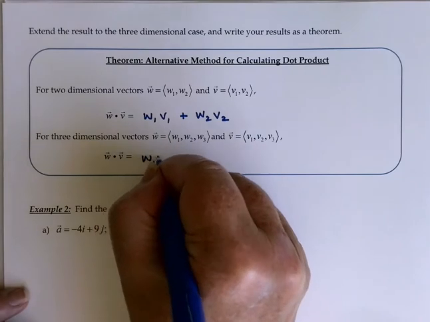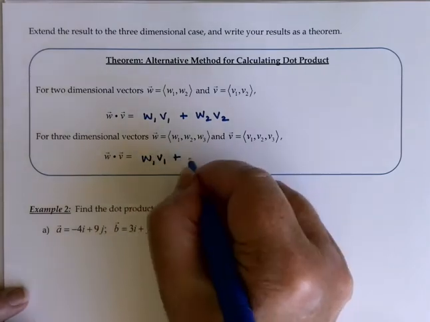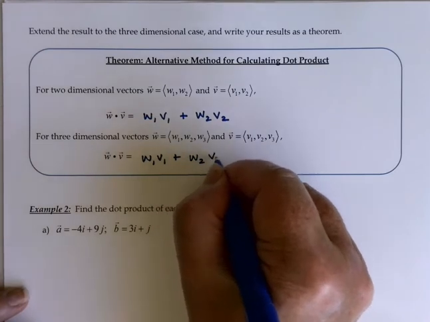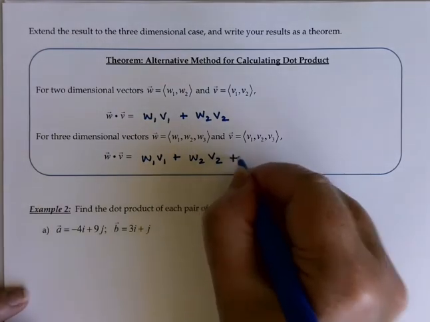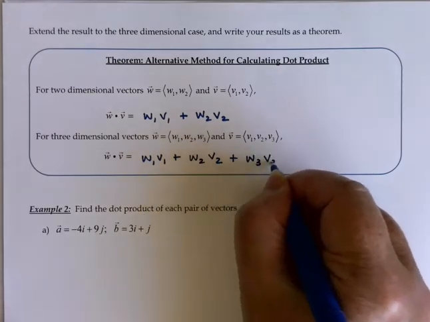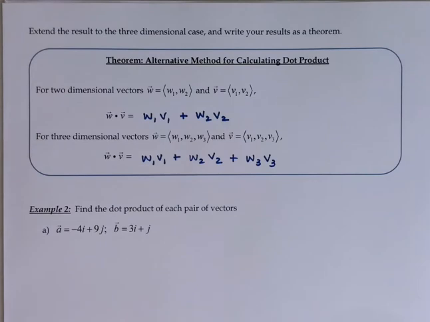So we'll start out the same way. Multiply the x components, plus multiply the y components, plus, and here's the new one, multiply the z components. If we happen to have a 4-dimensional, 5-dimensional, or even larger vector, we would simply continue that pattern.